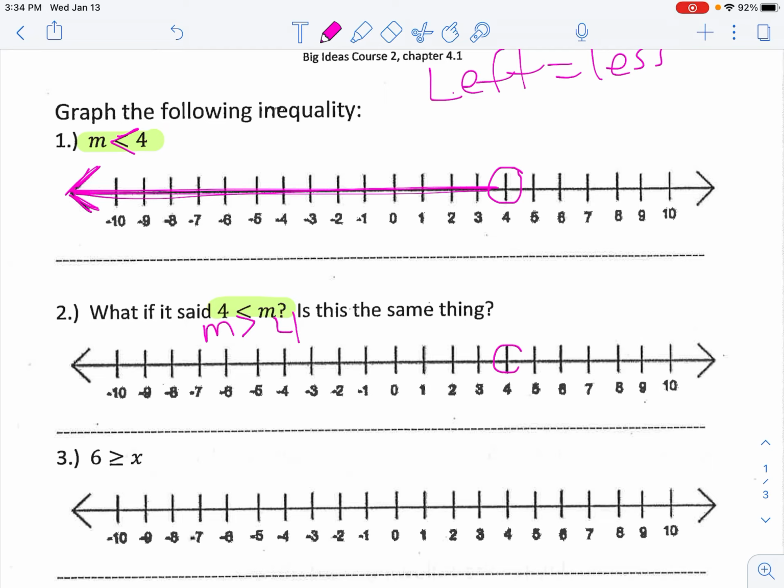So we're going to put a circle at 4. We're going to darken this one to the right. It's greater than, so that's going to stay an open circle.